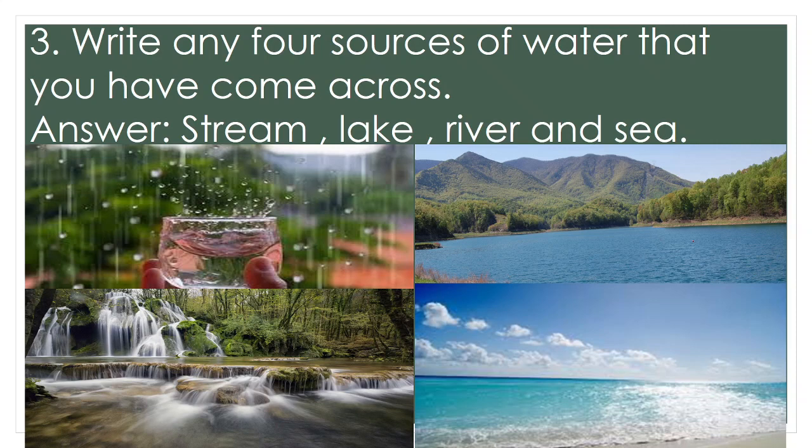Our next task is to write any 4 sources of water that you have come across. তোমার পরিচিত বা তুমি দেখেছো, তুমি জানো এমন 4টি পানির উৎস সম্পর্কে লিখতে বলা হচ্ছে। Very easy. We came to know about different water sources that are safe for us, and we get water from them for our daily necessities like rain, lake, sea, stream. You can write these 4 names or you can choose any other 4 names.